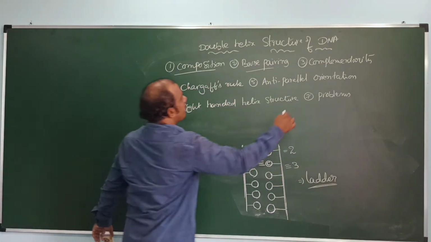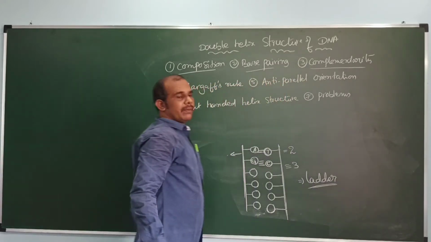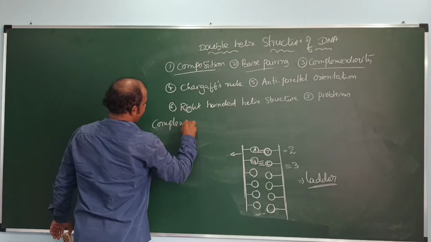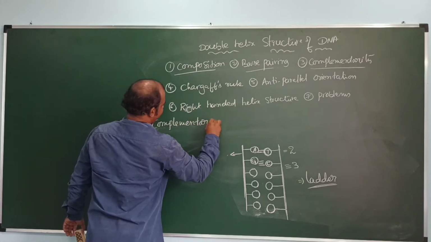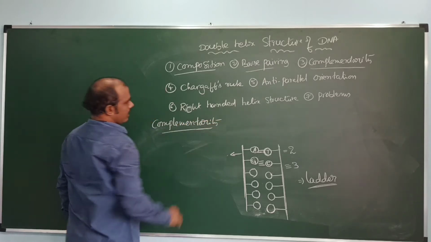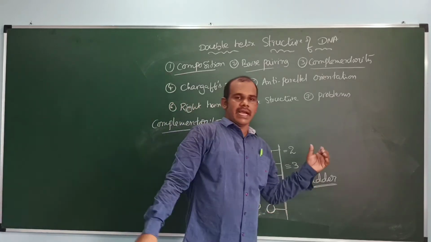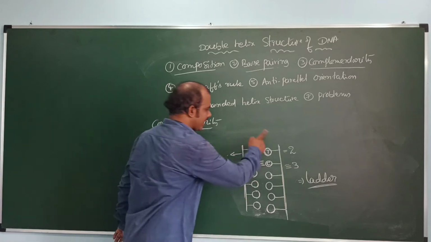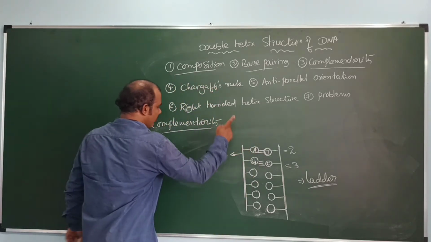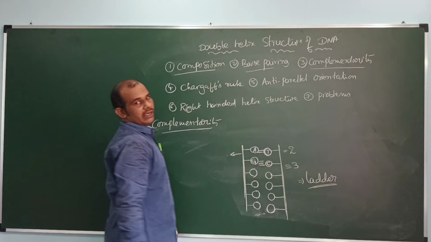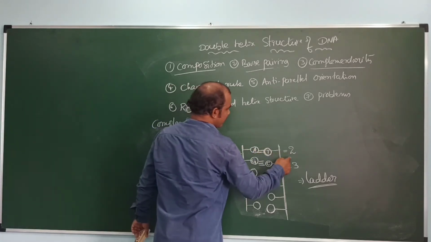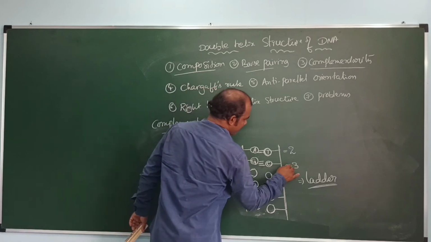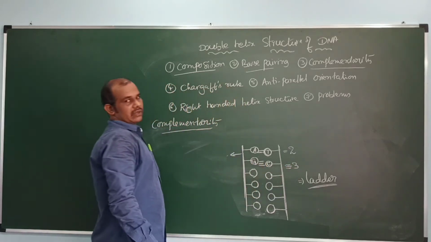Next, complementarity. What is complementarity? Complementarity means, as we mentioned earlier, the adenine will be paired with thymine only and the guanine will be paired with cytosine only. There are two hydrogen bonds made between adenine and thymine, and three hydrogen bonds made between guanine and cytosine.